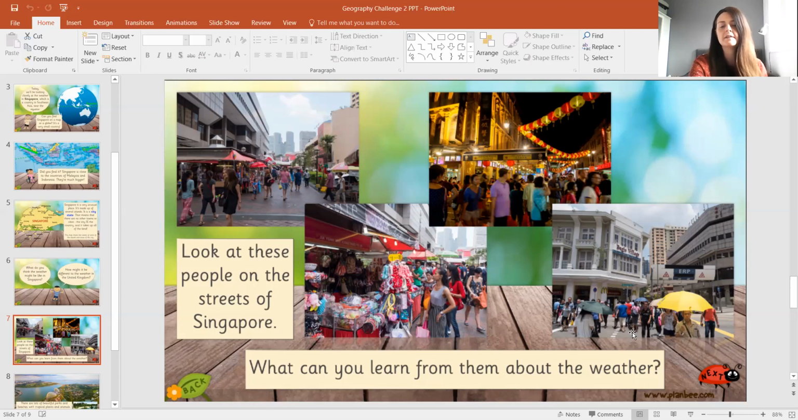Now over here, even though it still looks like there's quite blue skies, there's people carrying umbrellas, so that suggests that it's still quite rainy even though it's hot. Okay, and those things are all true about Singapore. It's a very hot place, but it does rain a lot as well, and we'll learn a little bit more about it in a moment.